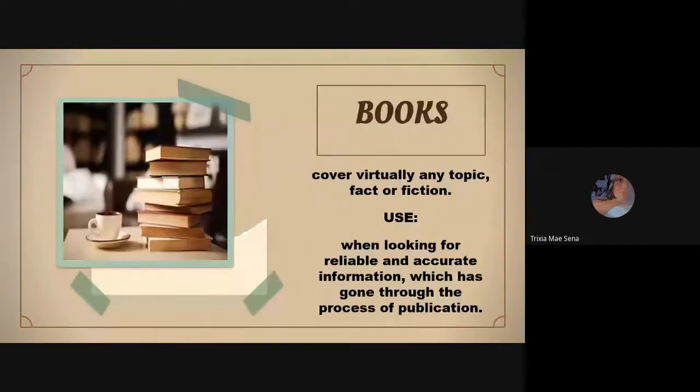The first one we have here is books. Cover virtually any topic, fact or fiction, used when looking for reliable and accurate information which has gone through the process of publication. Now, books are one of the best sources of information. You can also find one at your school in the library. These are very helpful to use for finding information because you can find reliable and accurate ones here. There are also a variety of books to choose from depending on the information and topic you want to get.